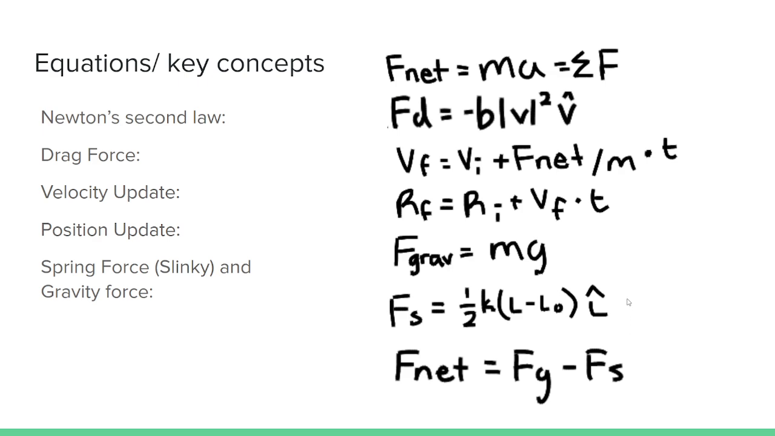Alright. The key equations/key physics concepts were Newton's second law, drag force, velocity update, position update, the spring force, which is the slinky, and the gravity force. And this is the drag force, which is negative b, a drag constant, times the magnitude of velocity squared times v hat.